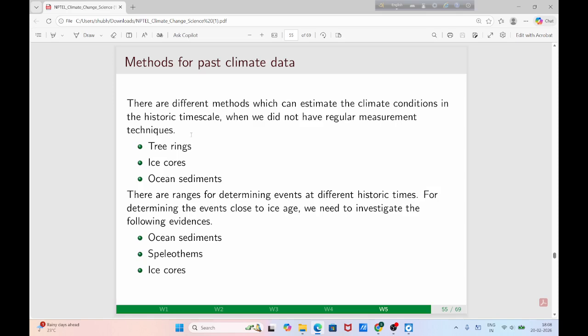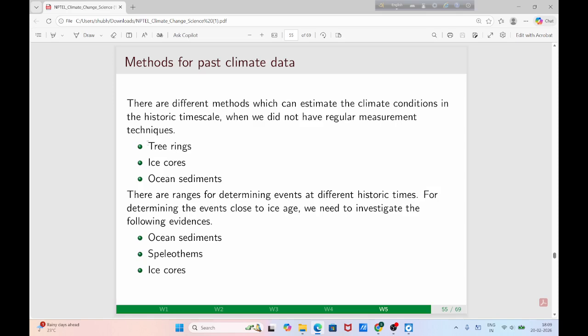But before the invention of the thermometer, before any measurement instruments was discovered, we have to rely on the evidences that are mostly obtained from nature and that the evidences which have left imprints in the nature in a protected form. If it is somehow destroyed by natural or anthropogenic causes, we cannot consider it as the evidence for past climate. But if we have evidences which are also protected, we can go with that.